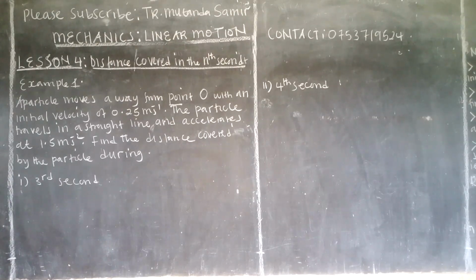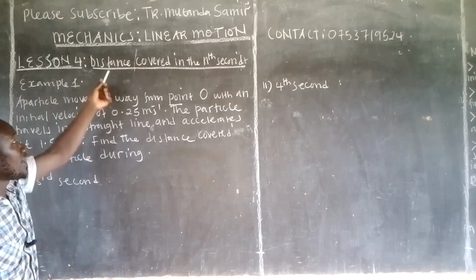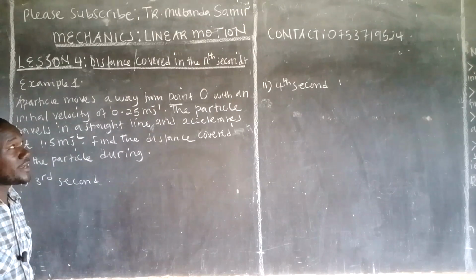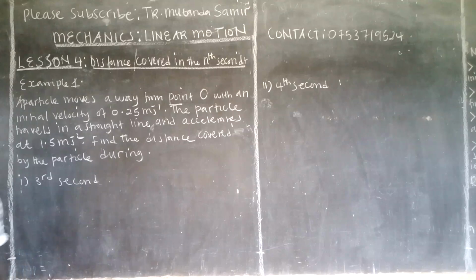Okay, so we are back again with our lessons as usual, and we are looking at mechanics. The subtopic is linear motion, and under linear motion, you're going to look at distance covered in the nth second. They always set a question that asks you, find the distance covered in the 30th second. We want to see how we really do this. So with this, we shall now say solution, or maybe we can just read through the question.